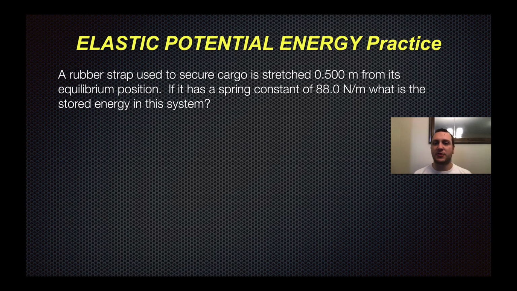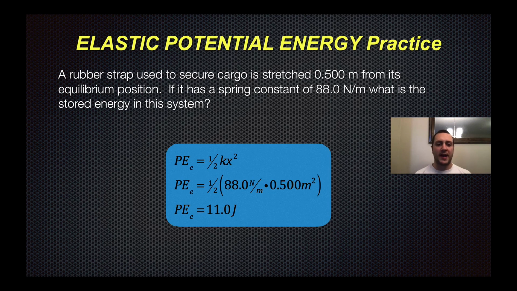So our elastic potential energy practice here: you use a rubber strap to secure some cargo, and it is stretched 0.5 meters from equilibrium. If it has a spring constant of 88 newtons per meter, what is the stored energy in this system? So we'd be looking at our elastic potential energy of 1/2 kx squared, with our k value being 88 newtons per meter, and our x value is 0.5 meters, and that will be squared. So it would be 0.5 squared written in that formula. We have to have our stretch or compression be measured in meters. No other units. We have to be in meters. And this will get us to an answer of 11 joules.